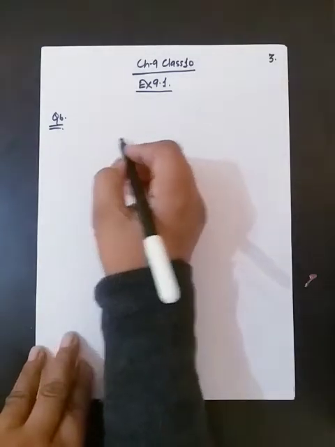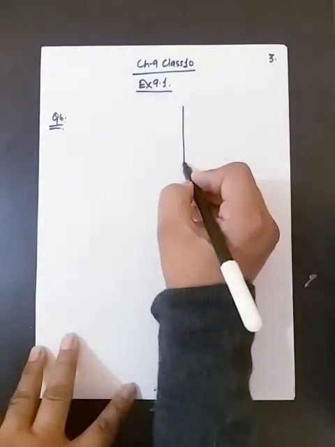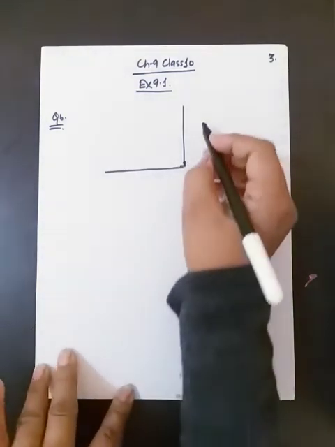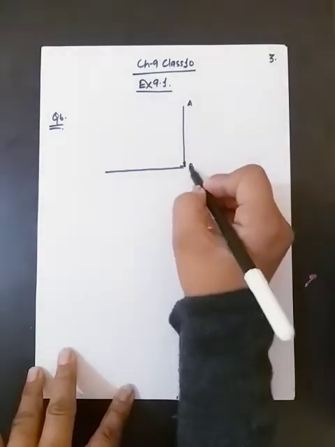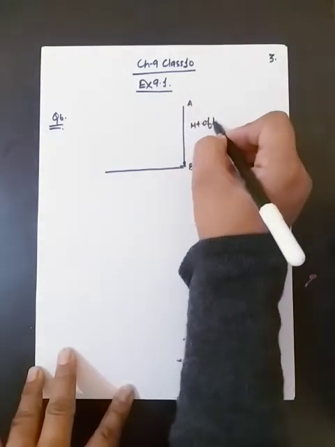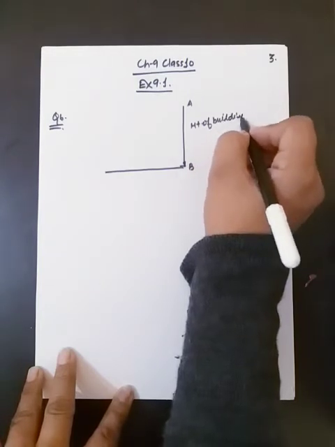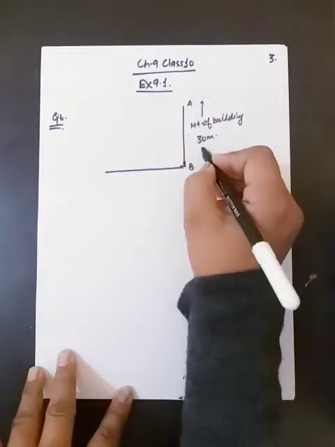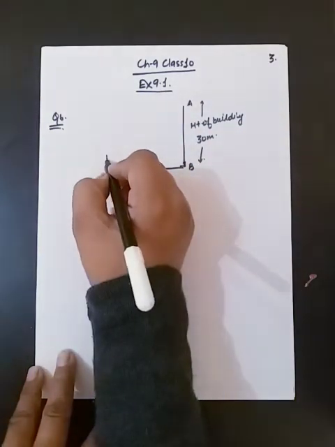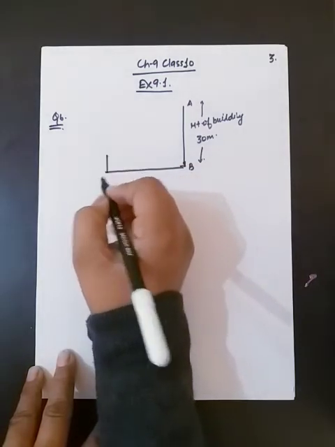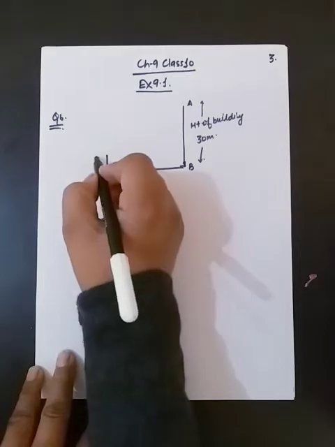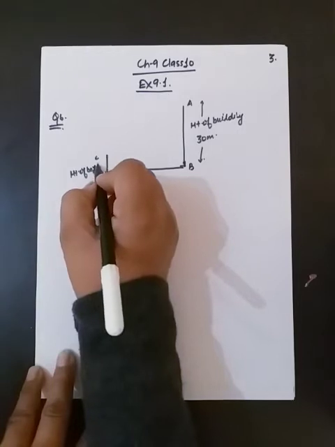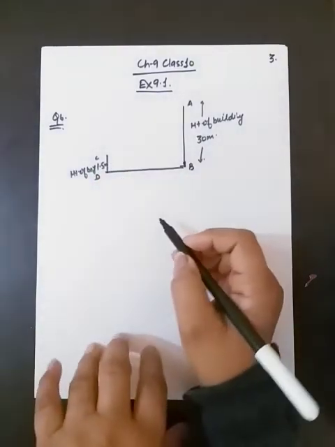So let us draw the figure. First of all, A, B. This is the height of building. And this height is given to us 30 meter. Total height. And in this question, height of boy is also given. C, D. This is height of boy, and it is 1.5 meter.